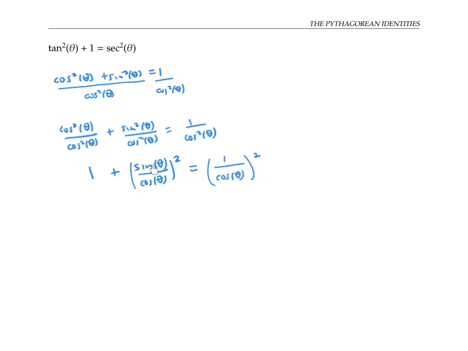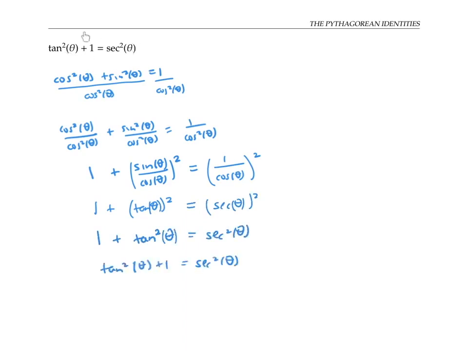I'm almost done. Sine theta over cosine theta is the same thing as tan theta, and 1 over cosine theta is the same thing as secant theta. Using the shorthand notation, this says 1 plus tan squared theta equals secant squared theta, which after rearranging is exactly the identity that we were looking for.